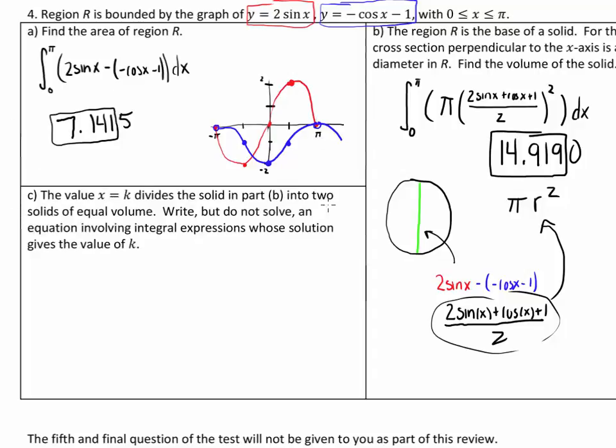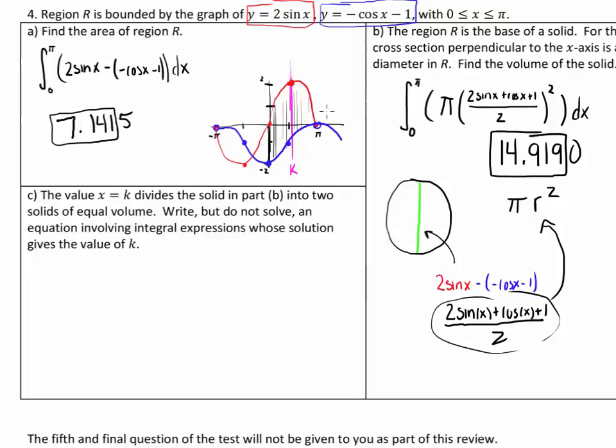So I'm still going from 0 to pi. So I still have these lines right here. But what I'm trying to figure out now is someplace in here, I don't know where, so I'm just going to kind of split it in the middle, but I don't know if that's exactly where it's at. So somewhere in here is some value of K, where the volume generated on this side by those cross sections and the volume generated on this side by those cross sections are exactly the same thing.